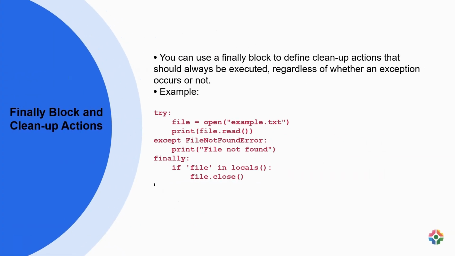A finally block is used in Python for defining cleanup operations that should always be executed, regardless of whether an exception occurs or not. In the provided example, a try block attempts to open and read a file. If a FileNotFoundError exception occurs, a message is printed. The finally block ensures that the file is closed, regardless of whether an exception was raised or not. This is crucial for releasing resources and preventing memory leaks.